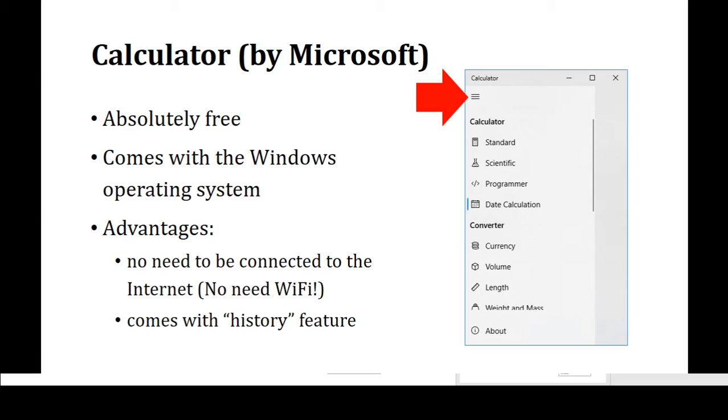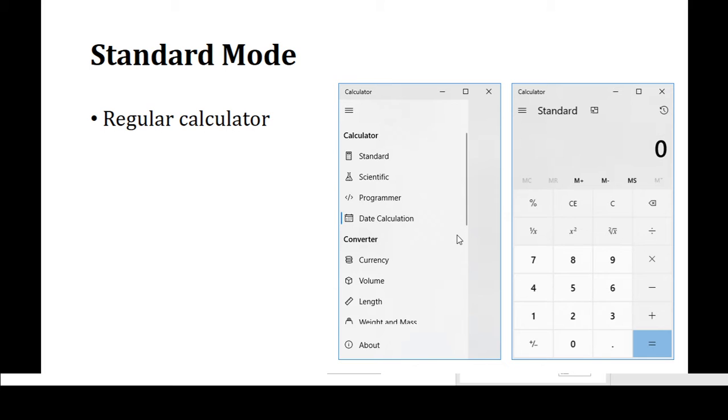If you click on the three horizontal bars, that's the menu, you will see that the calculator has several features. You have a standard calculator here, you have a scientific calculator, there's a date calculation calculator, and there is a converter. So it's like 3 or 4 different calculators in a single app. Now let's go through the different calculators.